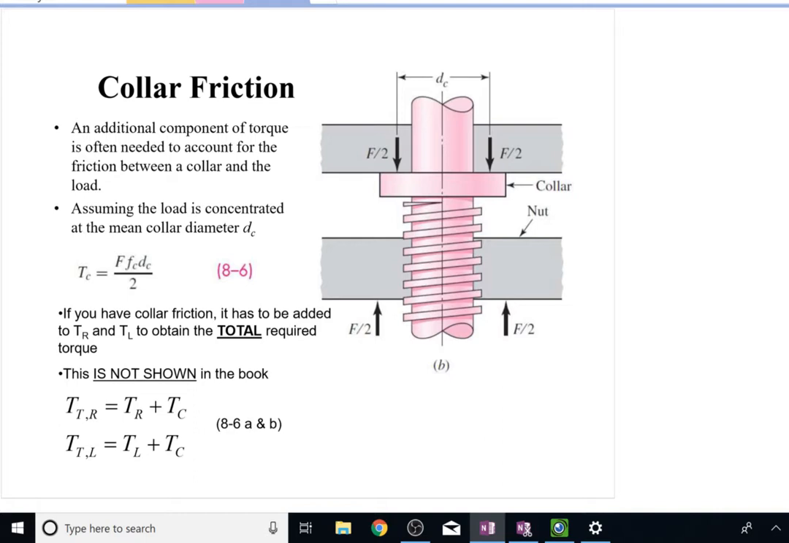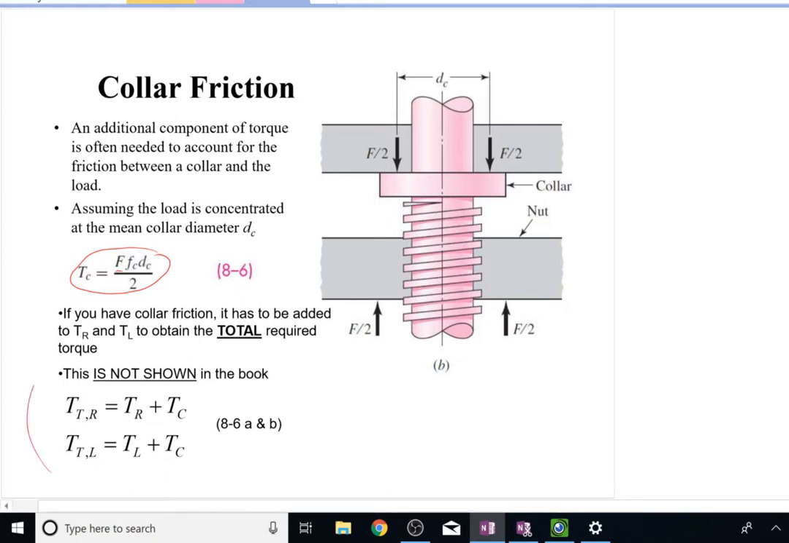Now here's the part that is sort of missing from the book. Collar friction. When you're talking about torque to raise and torque to lower a power screw, the collar actually has something to play in that. And here's the collar friction. It is the force being exerted, the load that you're trying to carry. F sub c is the collar friction. D sub c is the average diameter of the collar, divided by 2 is the collar friction.